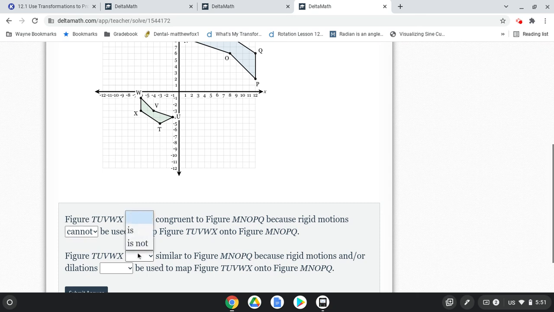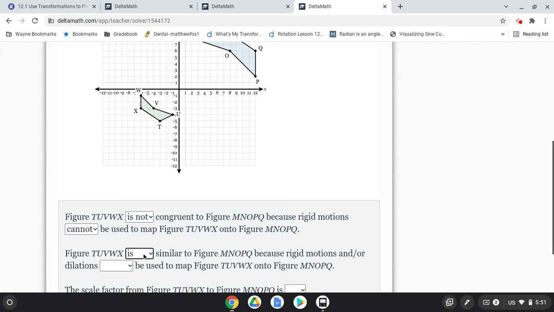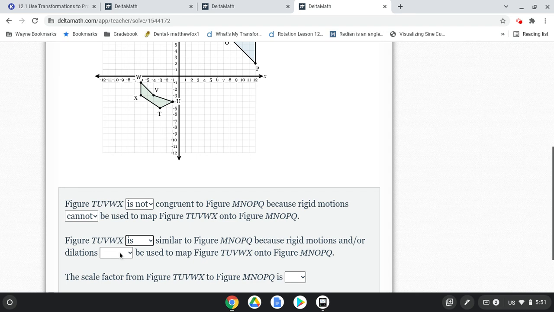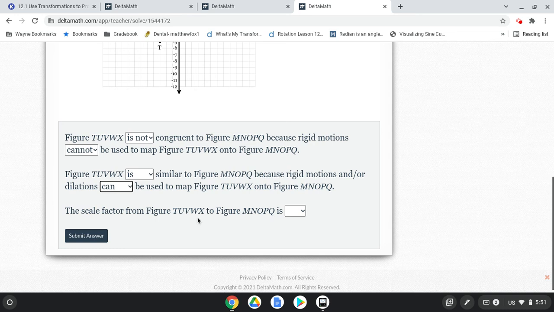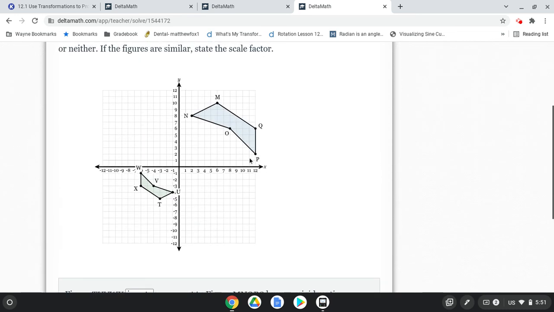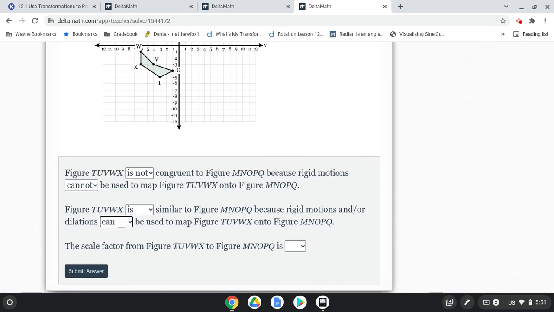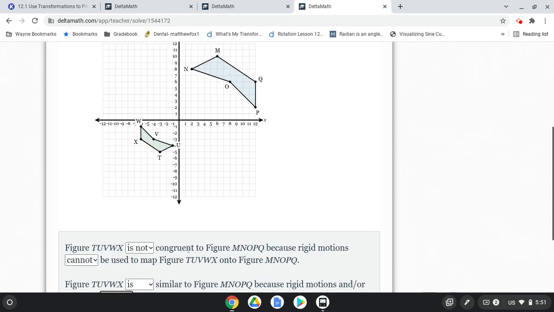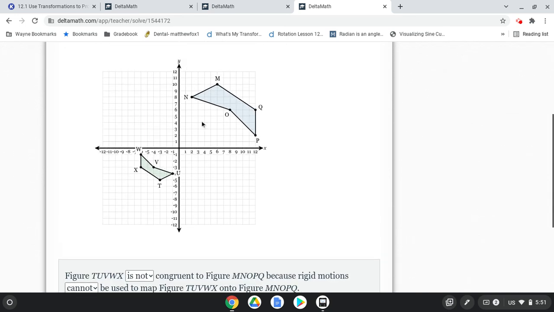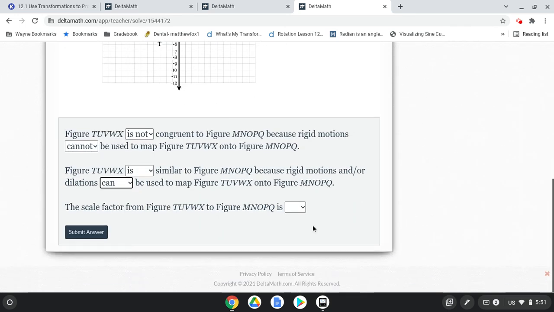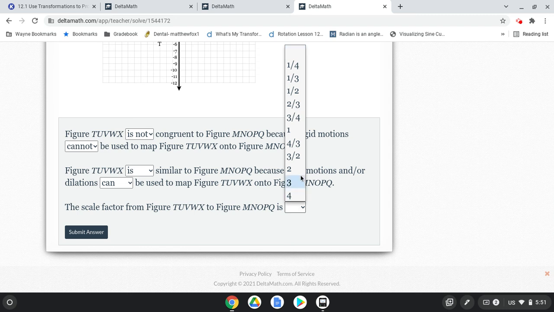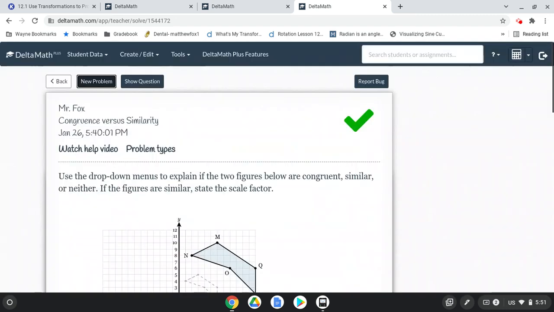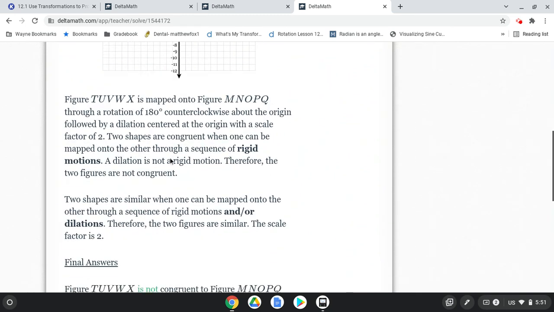So we could keep going, check all of them, but it is similar because rigid motions and or dilations, which change the size, can be used, okay? Now it asks us what the scale factor is from the original. So actually, I was doing it backwards. They used TUVWX as the original. So from this one onto this, we need to have a scale factor of 2 because it's twice as big. Okay, so yes, and we are done.